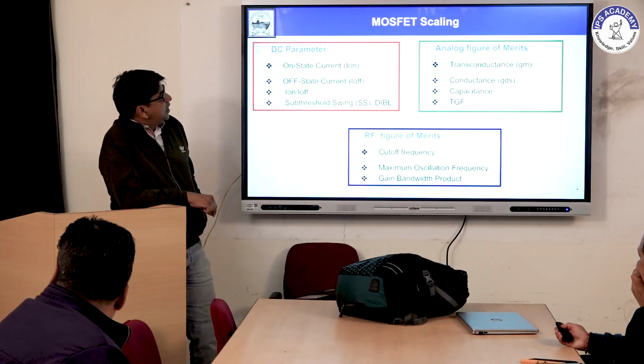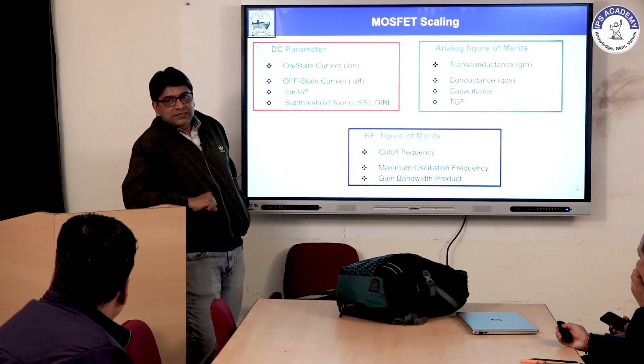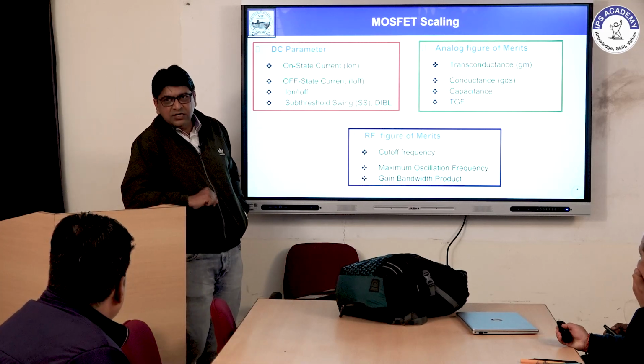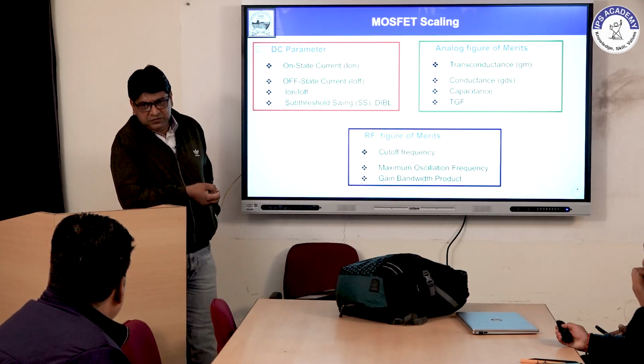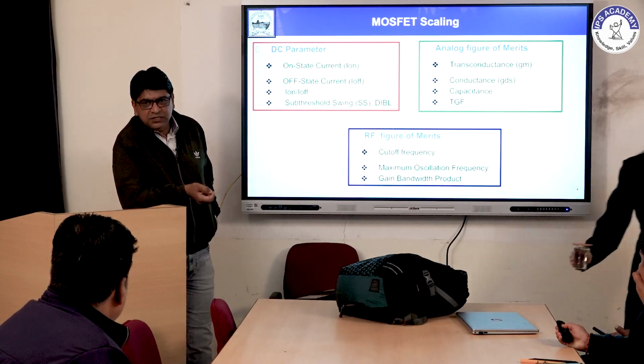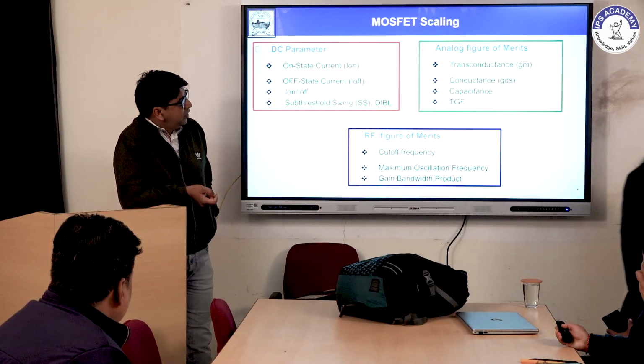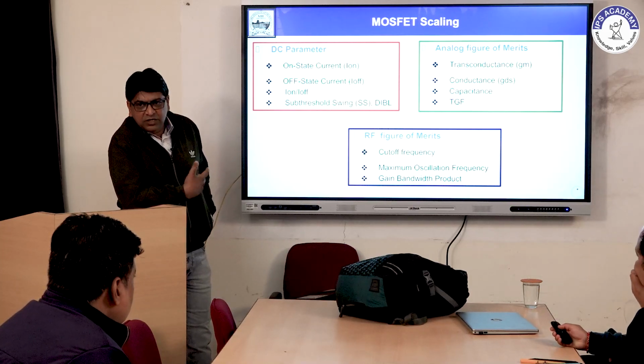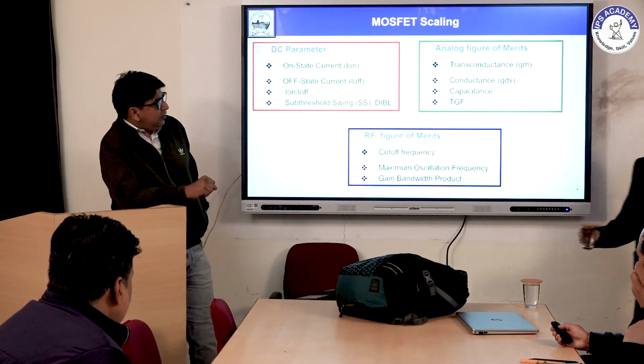Apart from the DC parameters, we have to check the AC parameters also. That is the transconductance. As you know, transconductance means the change in the drain current with respect to the change in gate voltage. And conductance, we have to check how it will be between the drain and source, how the current is flowing, and how much resistance will be there.